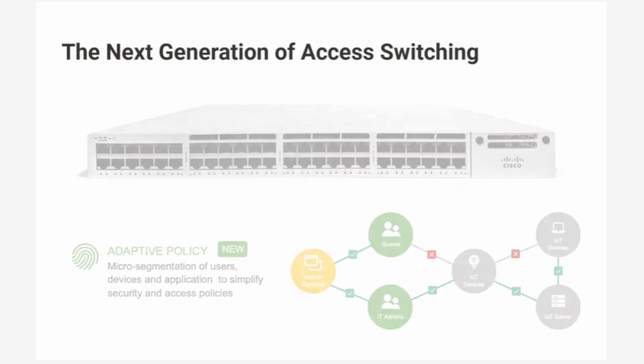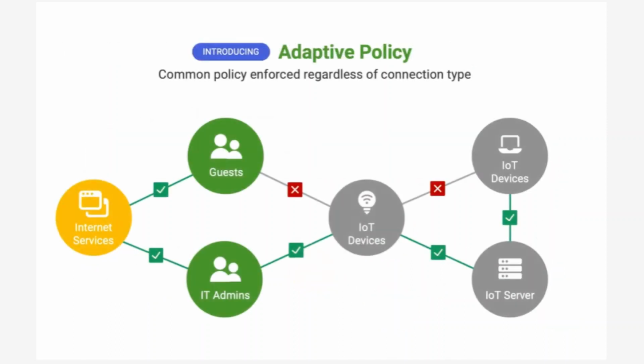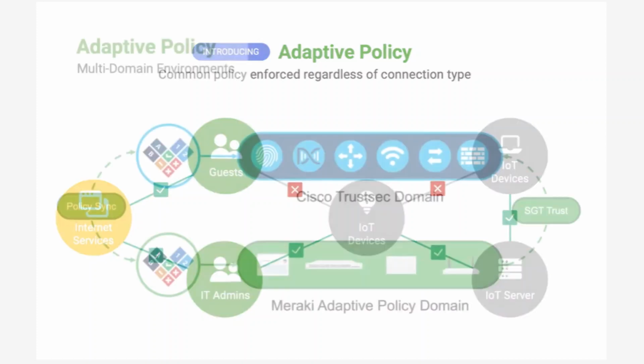So adaptive policy takes a different approach to security policy, and it allows your admins to define security groups using natural language. You can simply create security policies that either deny or permit communication between these groups. We're talking about more of an intent-based model of security here. SGTs are nothing new in the Cisco world. Adaptive policy with the MS390 can also be deployed in hybrid environments.